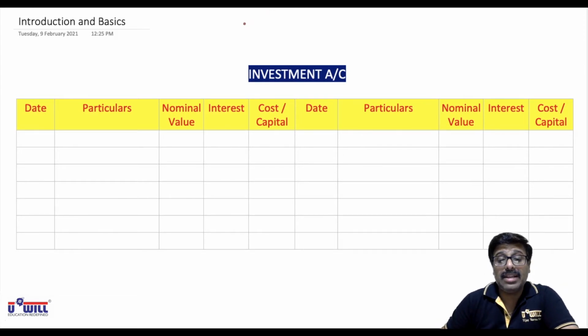Now, all of you can give the headings in your notebook. The name of the chapter is itself Investment Account. In the BCom section, it is covered in HFA Unit 4. This chapter is covered in Unit 4 of HFA, Higher Financial Accounting.